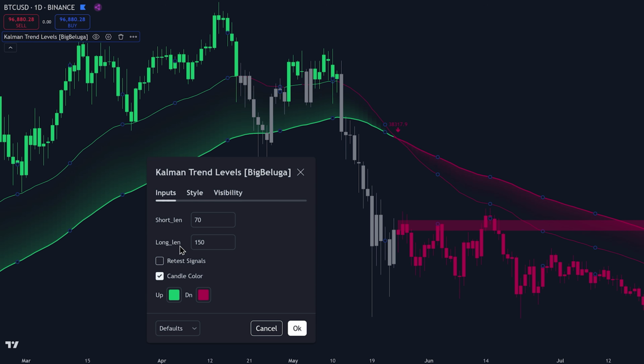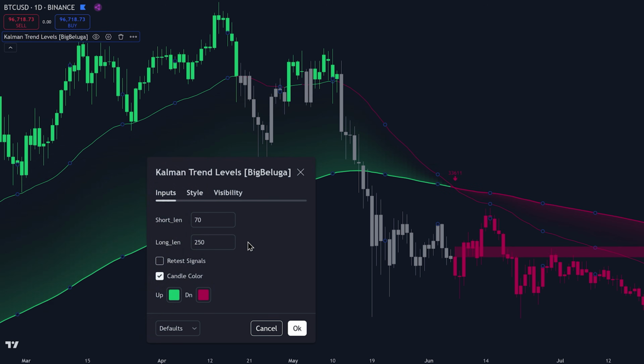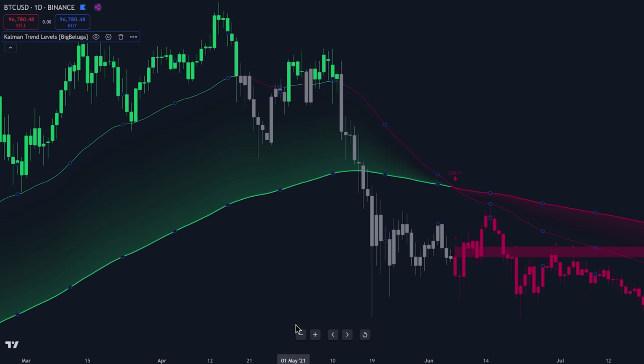Next is the long length setting. This adjusts the slow Kalman line. I'll set it to 250 to make the slow Kalman line smoother, which helps focus on bigger trends and reduces false signals. Finally, there's the retest signals option. Turning this on adds markers to show when the price retests support or resistance levels. These markers make it easier to find good trade entry points. Once you've made these changes, click OK to apply the settings, and you're ready to go.